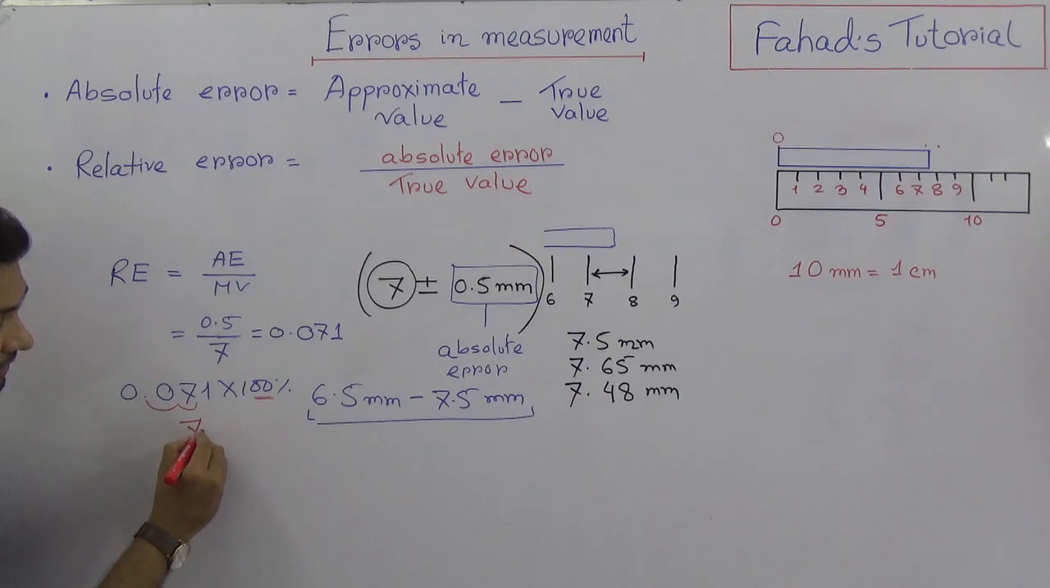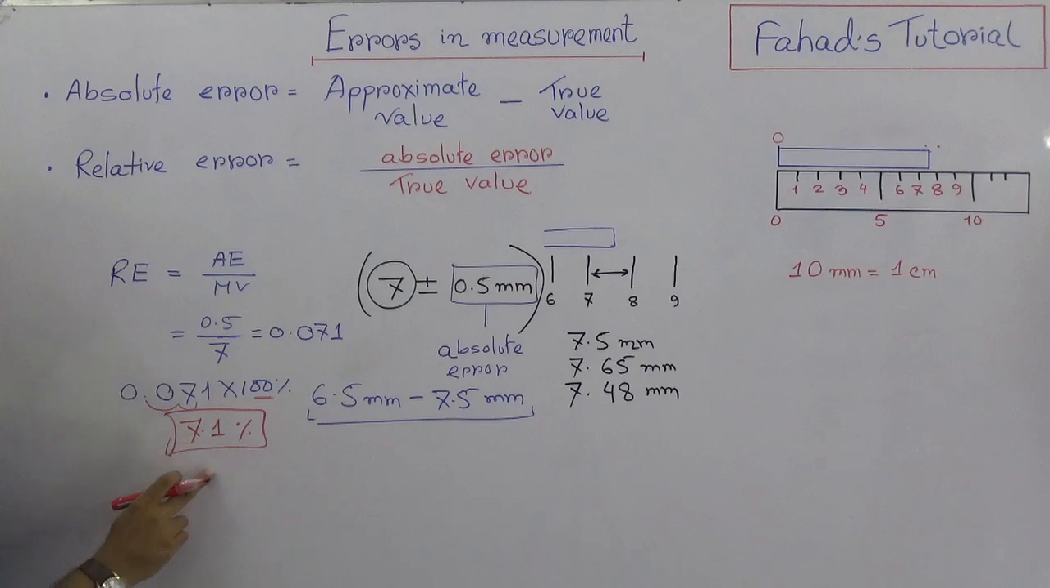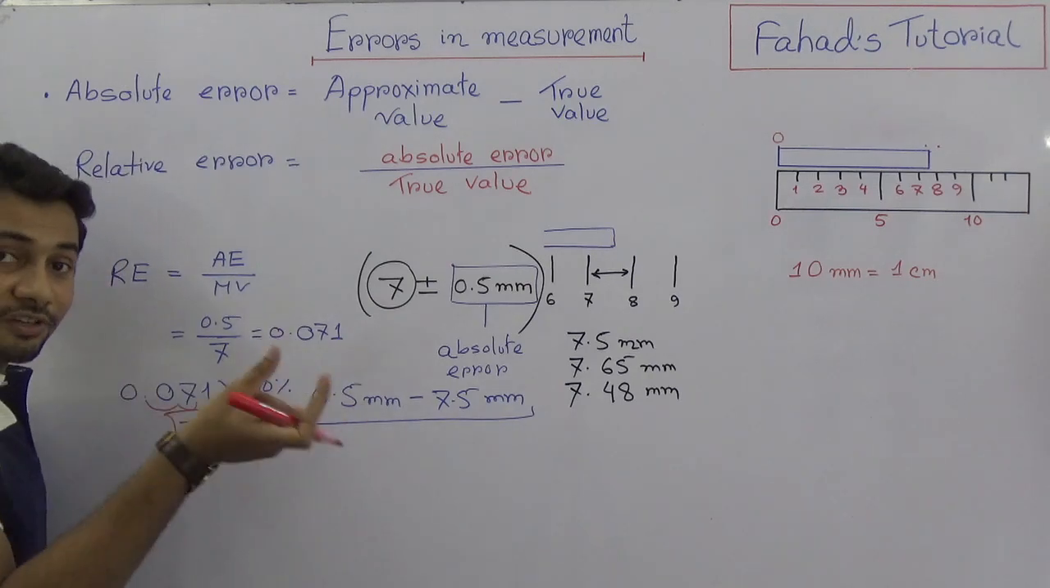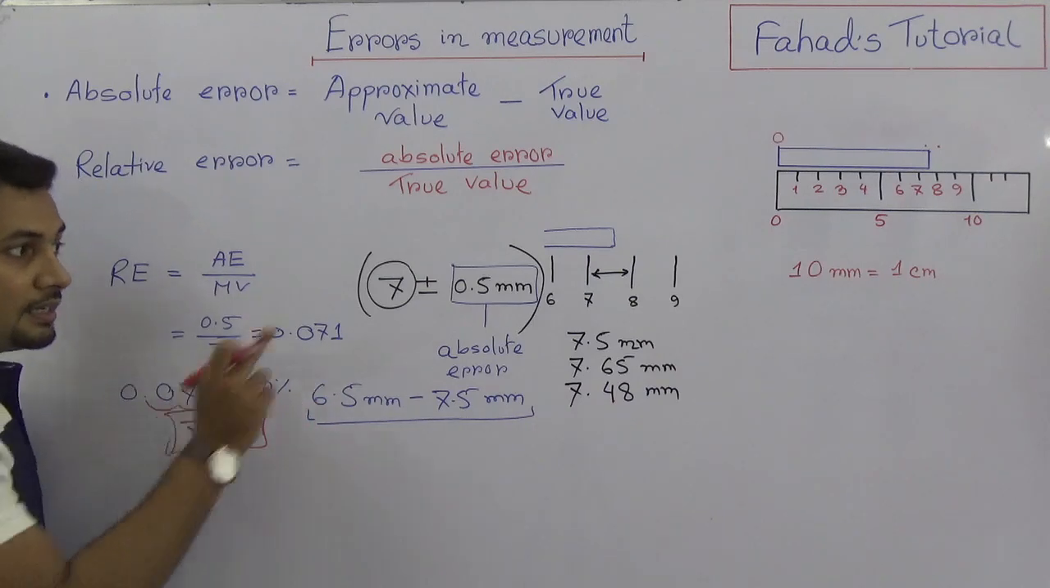So that should be 7.1%, which is the relative error. So we are expressing it in percentage. So the percentage error is 7.1.